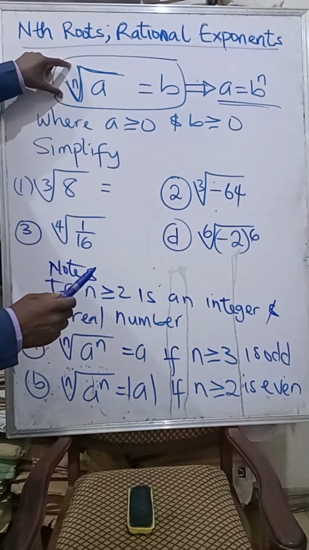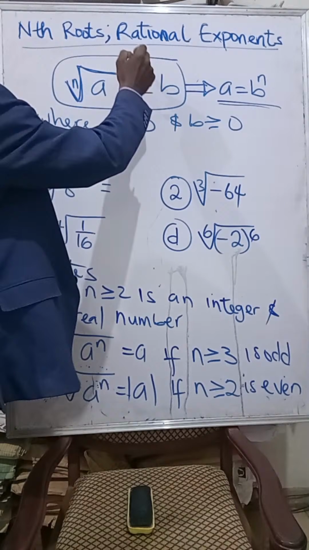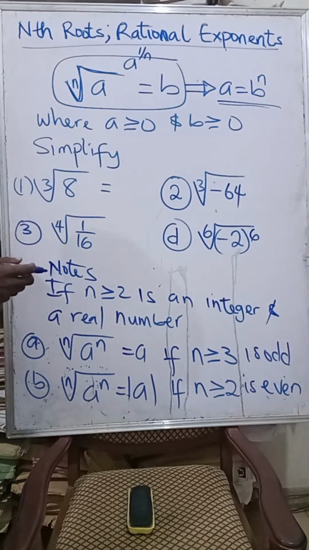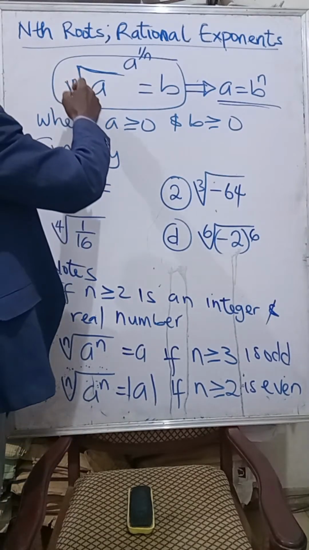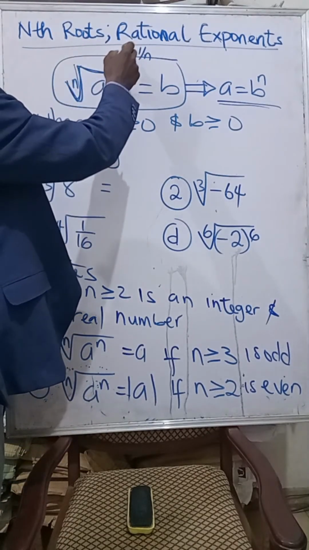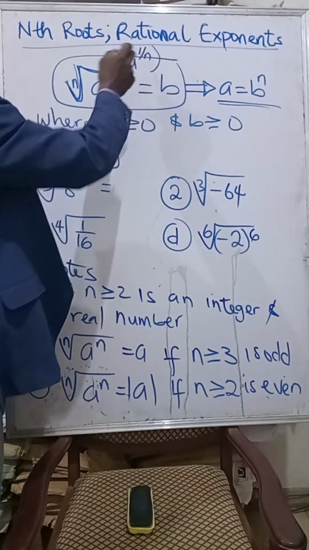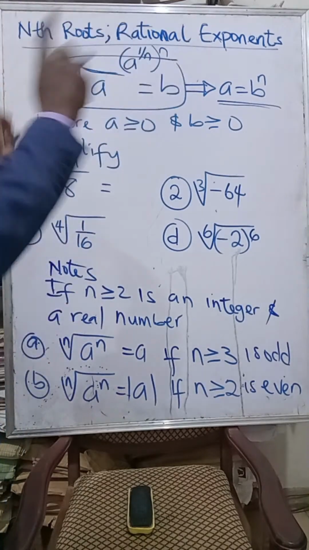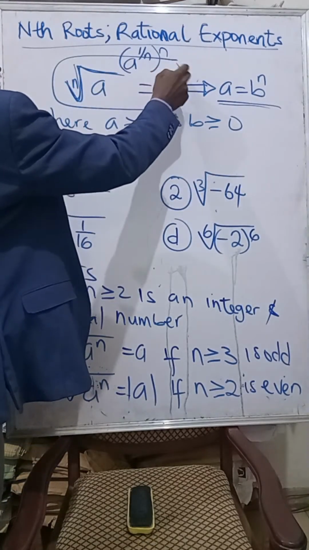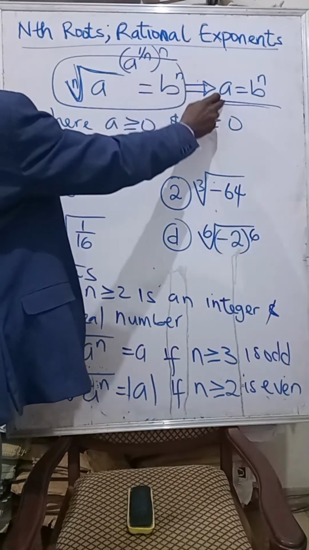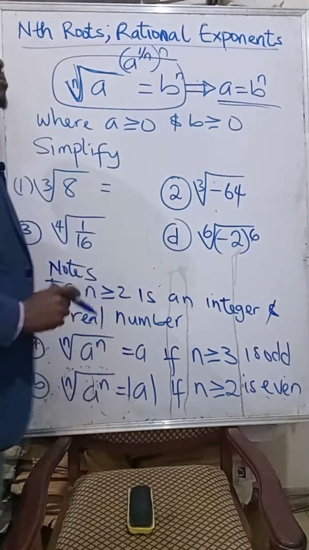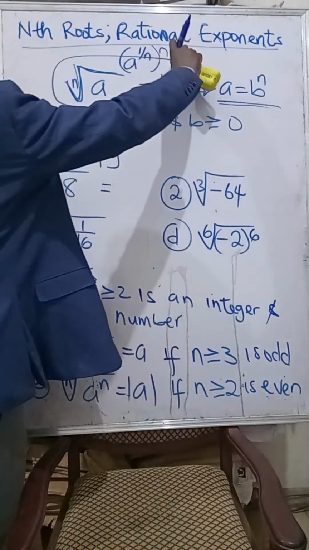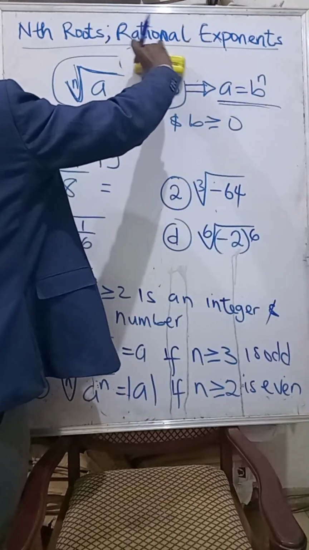We can write this one as a to the power 1 over n. So to cancel this nth root, what you're going to do is get the inverse of this fraction, which is n. So raise both sides of the equation to the power n. If you do that, this will become a, and then b to the power n. That's how we got that.